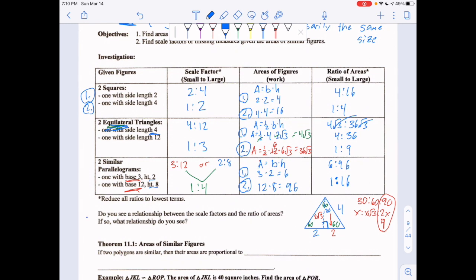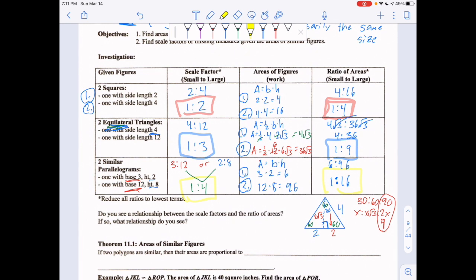So let's see right here. Do you see a relationship between the scale factor and the ratio of the areas? So let's compare scale factor, ratio of the areas. Okay, try to think about this.